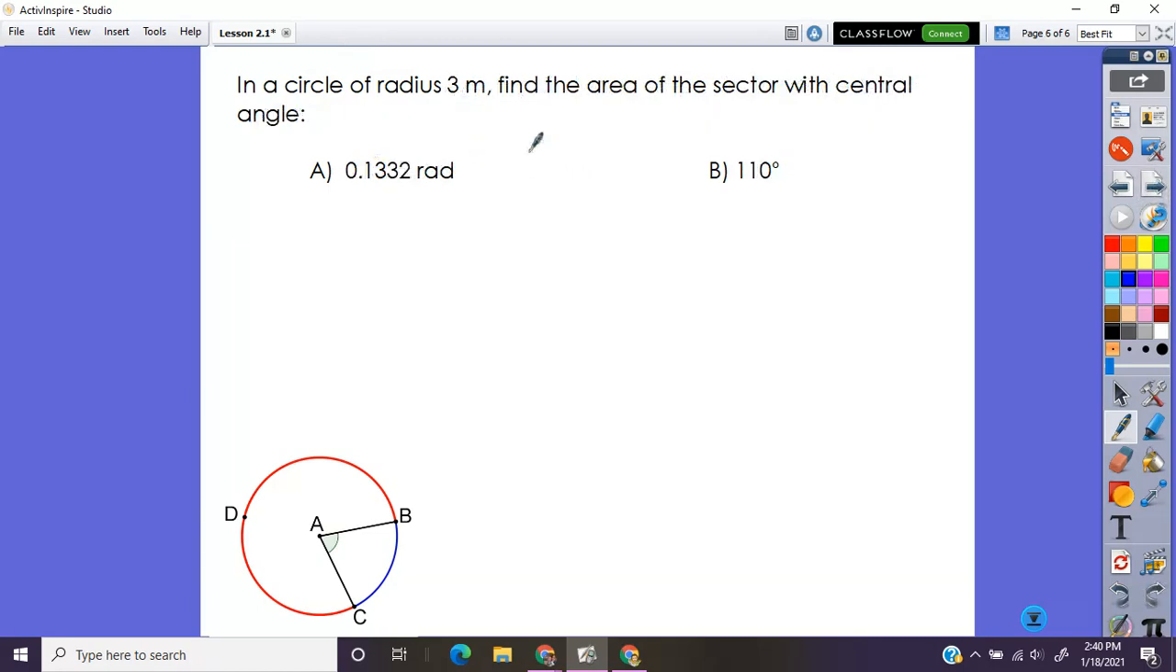Let's talk about when we've got an area of a sector. So for our area of a sector formula, we've got radians and degrees again.